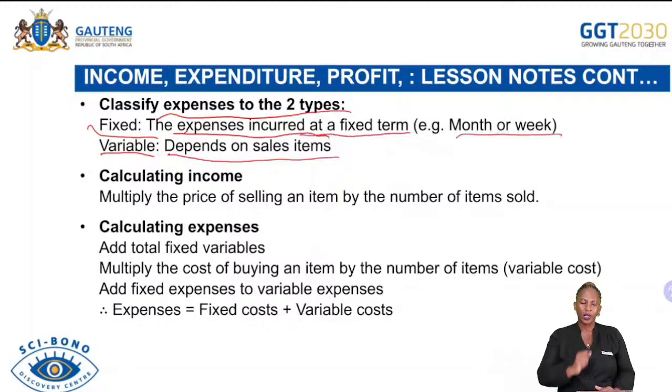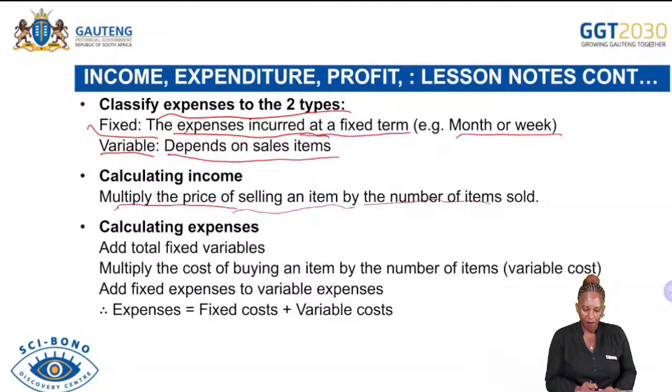Calculating income. How do we calculate an income, boys and girls? We multiply the price of selling an item by the number of items sold. You must bear that in mind. You take the selling price of an item, and you multiply it by the number of items that you will sell.